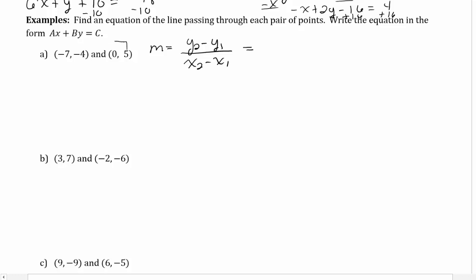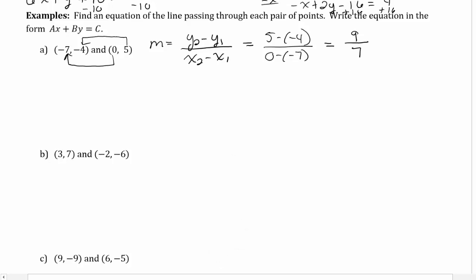So we're going to take 5 minus a negative 4 over 0 minus a negative 7. And 5 minus a negative 4 is 5 plus 4, so that gives us 9. And 0 minus a negative 7 is 0 plus 7, so that's 7. And the nice thing about the 2 points that I was given is that 0, 5 is actually our y-intercept, and so we can just write out y equals 9/7 x plus 5. And so this is the y-intercept. And so that's why I'm able to do that.